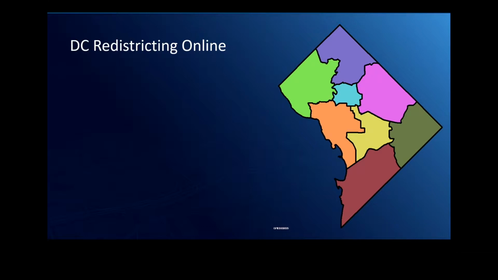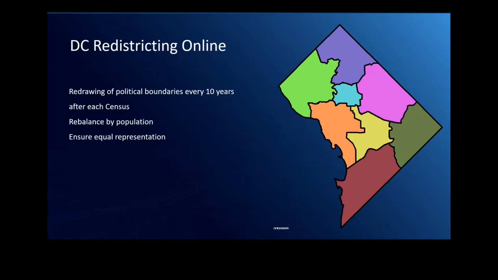First, I will review some of the terms and concepts we'll be working with in this tutorial, starting with redistricting itself. So what is redistricting? Redistricting is the redrawing of political boundaries every 10 years following the decennial census. Every 10 years, the U.S. Census Bureau counts all the people residing in the United States and publishes that data publicly. The 50 states and the district use that information to rebalance the populations within their political jurisdictions by redrawing those boundaries.